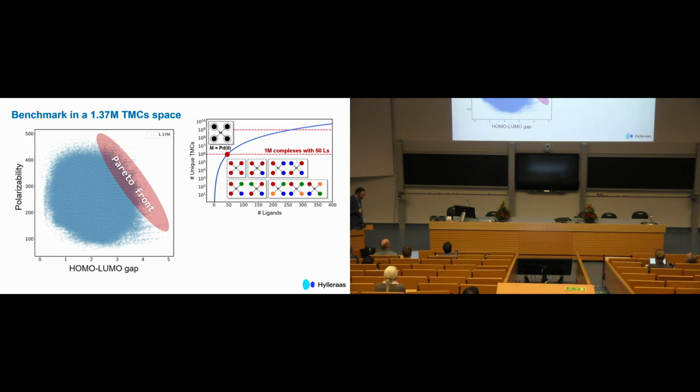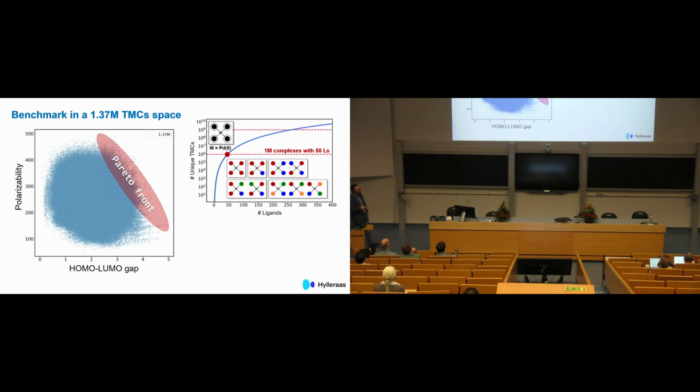Okay, so once we had this, we started playing around with our genetic algorithm. So we start with this benchmark task in which, back to this plot here, we took 50 different ligands from this TMQMGL ligand library, and we did the full combinatorial explosion. And so in total, you have 1.37 million different metal complexes out of this combinatorial explosion. So here in this scatter plot, you're seeing 1.37 million data points. And for all of them, we computed the so-called ground truth, so polarizability and HOMO-LUMO gap.